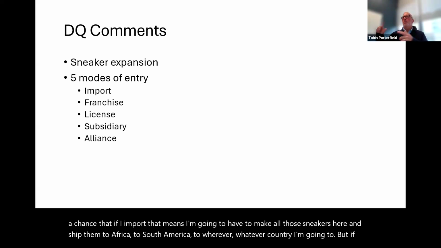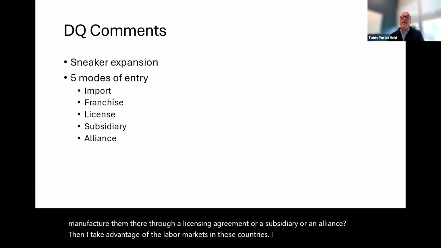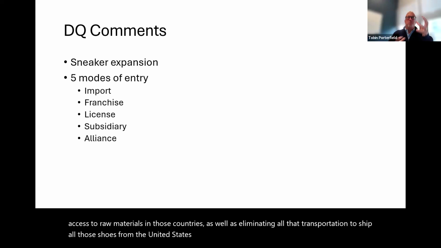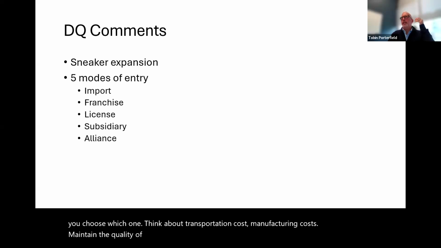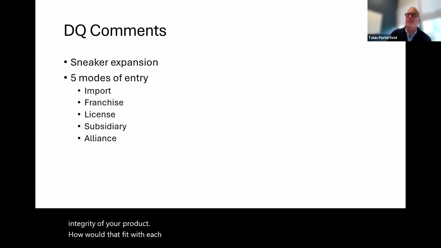But if I manufacture them there through a licensing agreement or a subsidiary or an alliance, then I take advantage of the labor markets in those countries. I might take advantage of the access to raw materials in those countries, as well as eliminating all that transportation to ship all those shoes from the United States. So really think through each of those options when you choose which one. Think about transportation costs, manufacturing costs, maintaining the quality of your product, maintaining your intellectual property, maintaining the integrity of your product. How would that fit with each of those five different models?